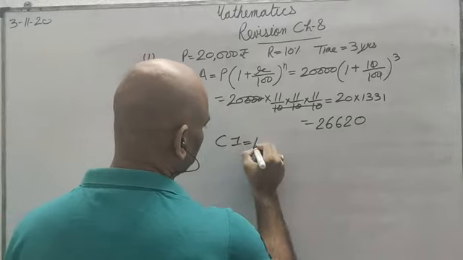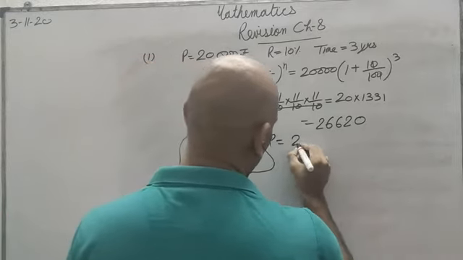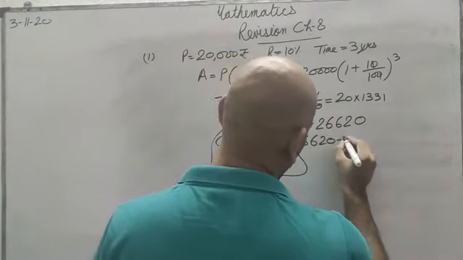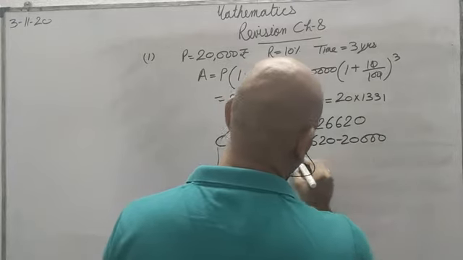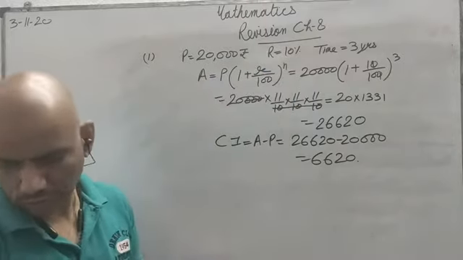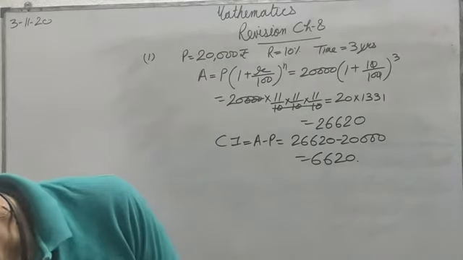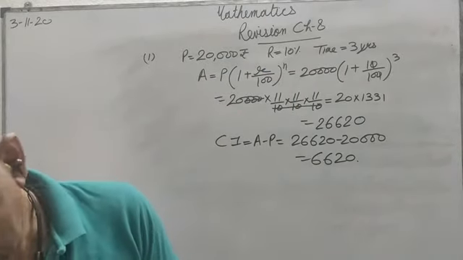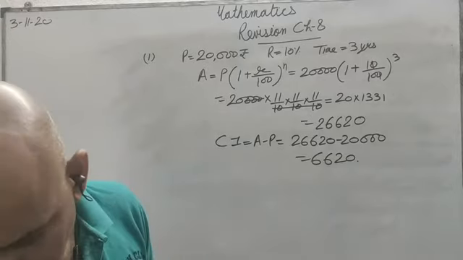So the compound interest is amount minus principal. 26,620 minus 20,000. The answer is 6,620 rupees. Now next question.